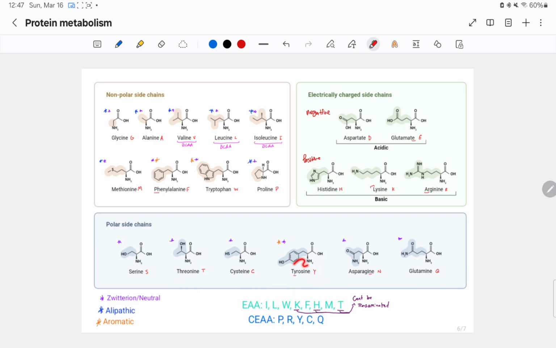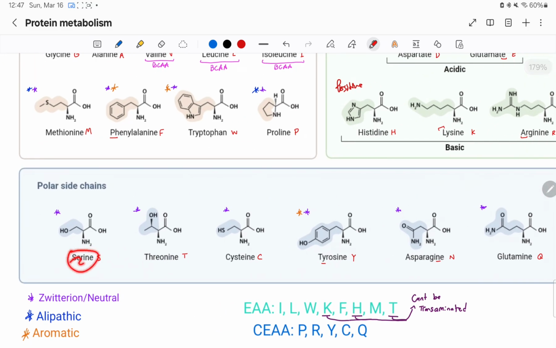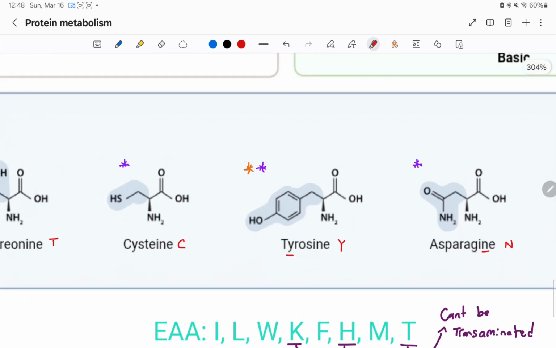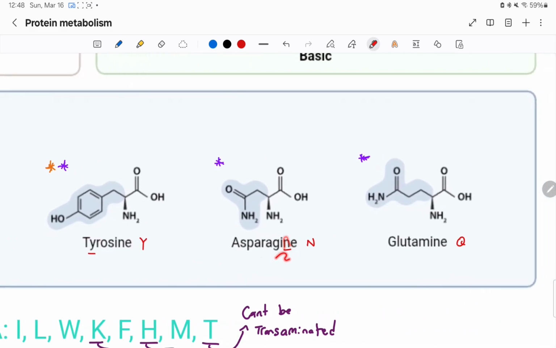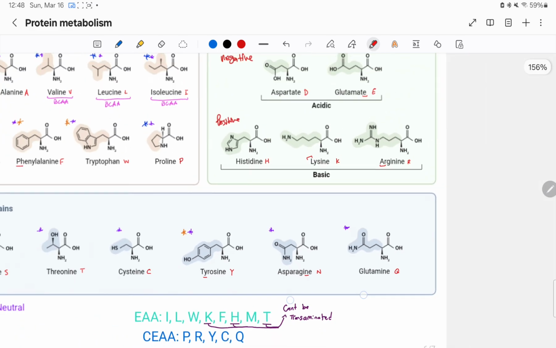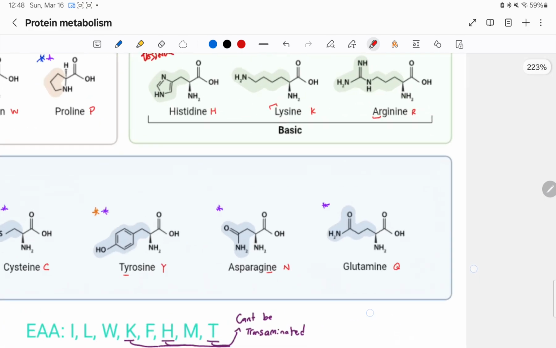So what are the actual codes for these guys? So serine, again, S, obvious. Threonine, T, obvious. Cysteine, C, obvious. Tyrosine, because it's got a Y in it, I like to remember it stands for Y. Asparagine, it has an N here, so I like to remember N. And the reason why I don't remember alanine like that is because alanine is just A, okay?